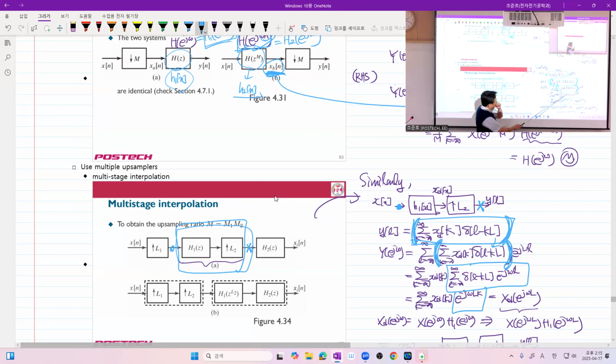Because L equals K capital L survives. So L equals K capital L. Now let's see what this one is. This is simply the DTFT of XD evaluated at omega equals omega capital L2.